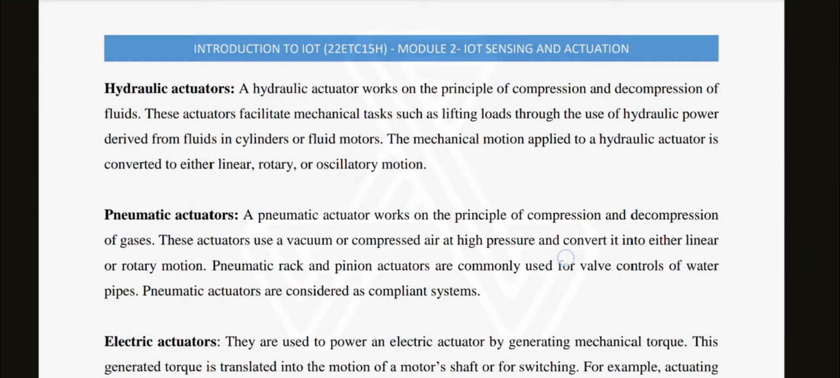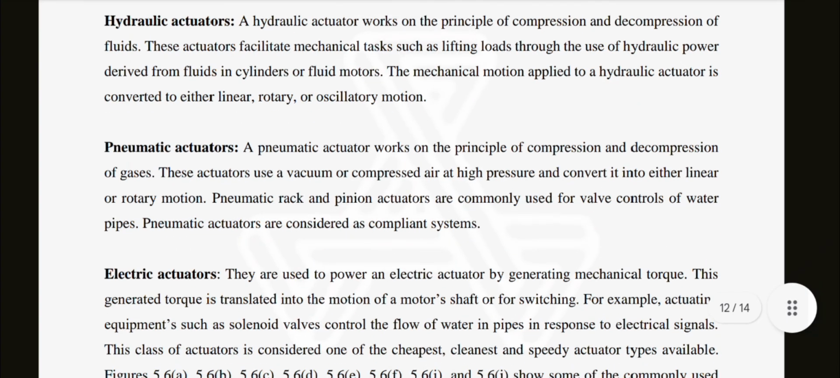Hydraulic actuators. A hydraulic actuator works on the principle of compression and decompression of fluids. These actuators facilitate mechanical tasks such as lifting loads through the use of hydraulic power derived from fluids and cylinders or fluid motors. The mechanical motion applied to the hydraulic actuator is converted to either linear, rotary, or oscillatory motion.